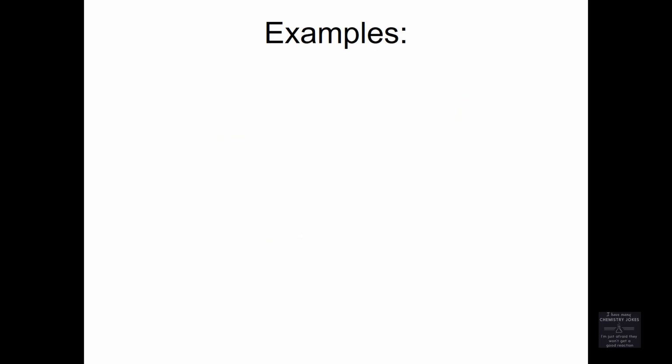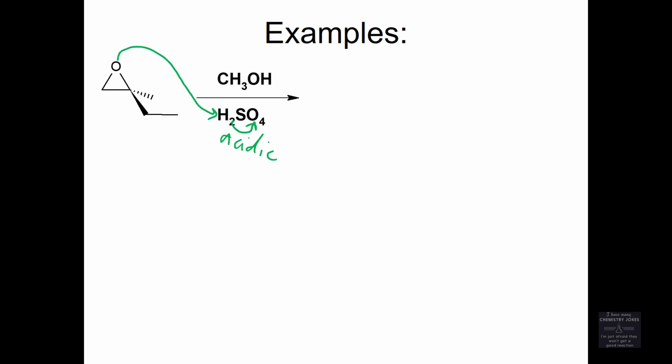Here we are. Examples. I have an epoxide. The first question I ask myself is, are these reagents things that tell me this is under acidic conditions or basic conditions? And I see sulfuric acid, so I've got acidic conditions. Epoxides are ethers. Ethers don't have a good leaving group. So if you have acid, the first thing you got to do is protonate that ether to make it a better leaving group. Like this.